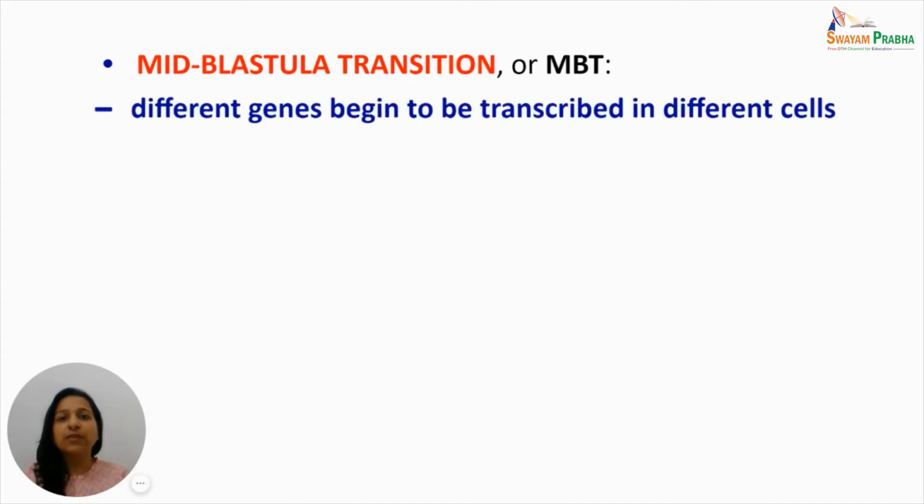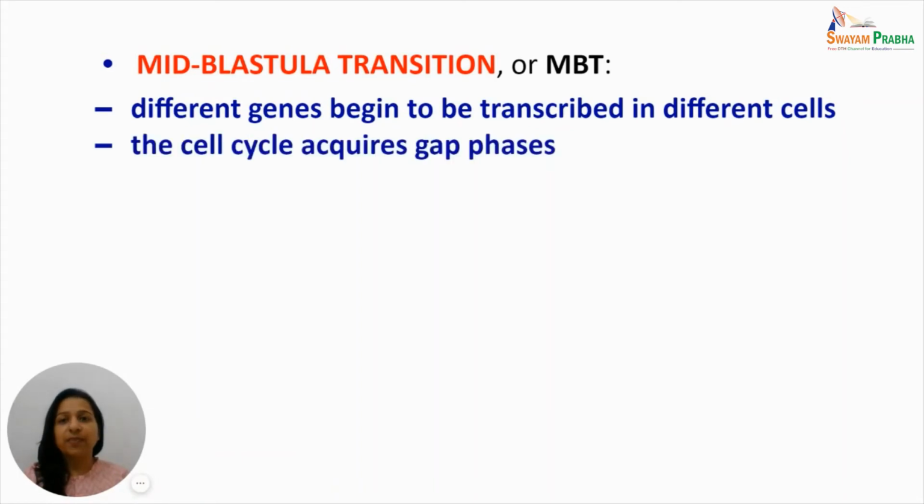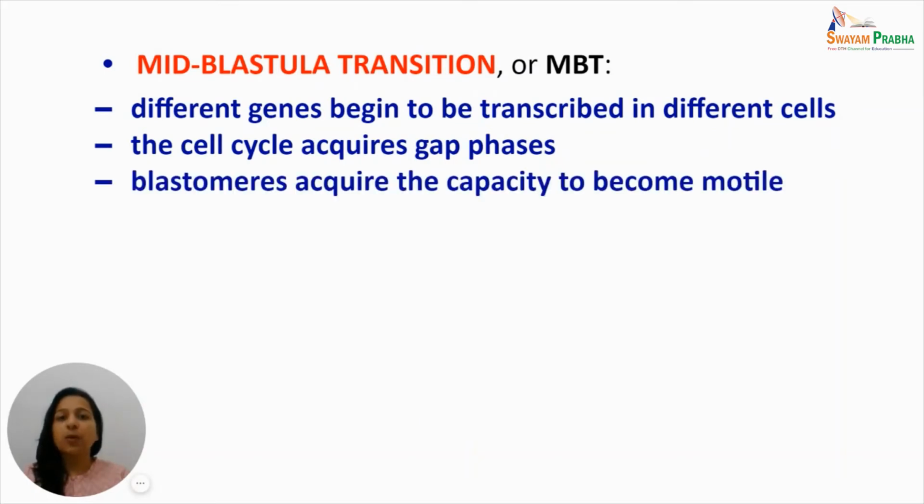Now, during mid-blastula transition, different genes begin to be transcribed in different cells. The cell cycle acquires gap phases. Earlier, during cleavage, the gap phases were not present since the cells have to divide mitotically very quickly. The blastomeres acquire the capacity to become motile. That is, they have to move with respect to each other during gastrulation.